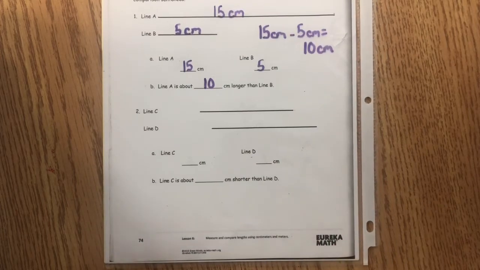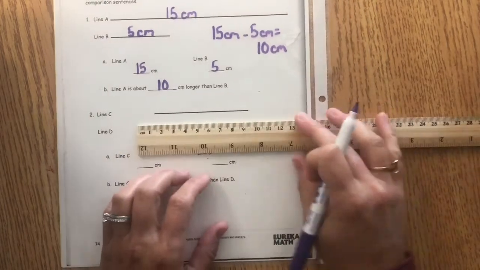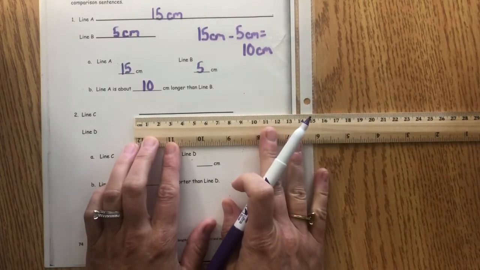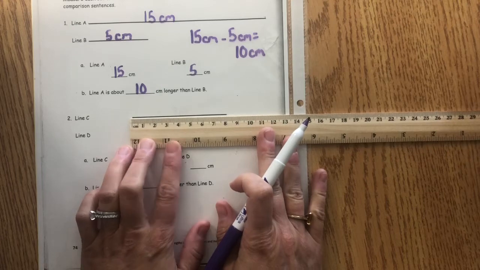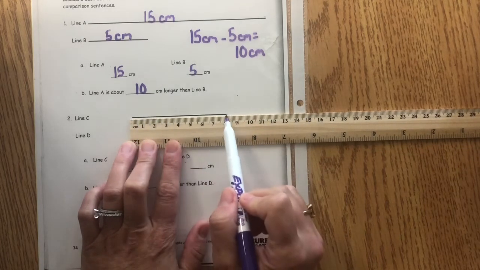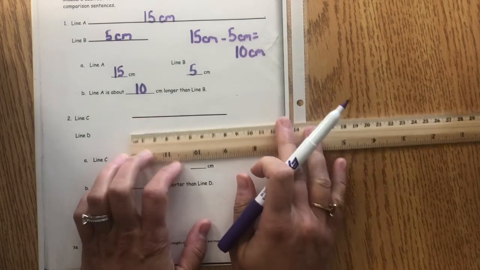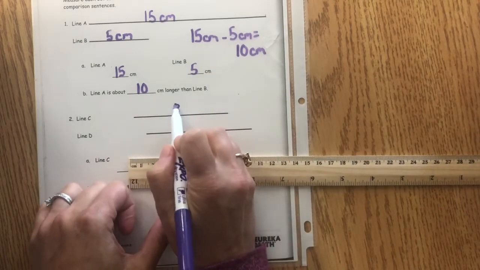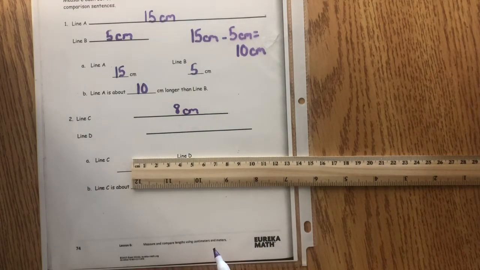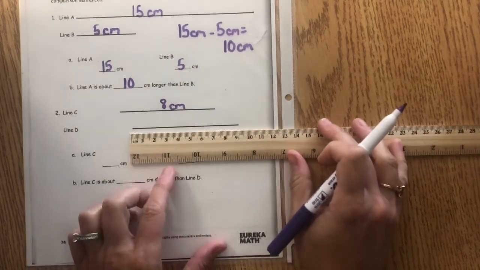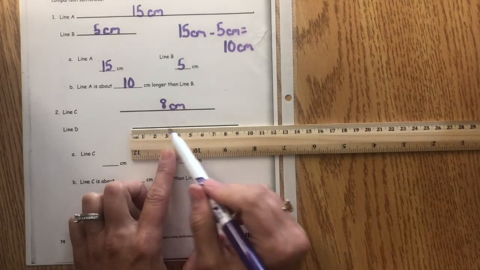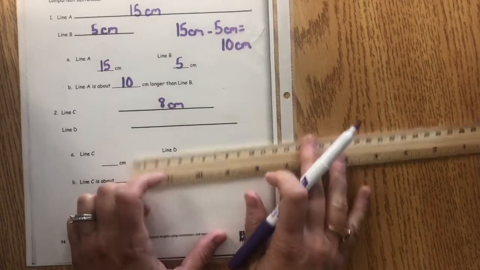Let's measure line C. I need to line up the leading edge of my ruler, the beginning of line C, and measure carefully. And I notice that I'm at 8 centimeters. So I'm going to write that length on line C. Let's look at line D. Line up my leading edge. And that's right at 9 centimeters.